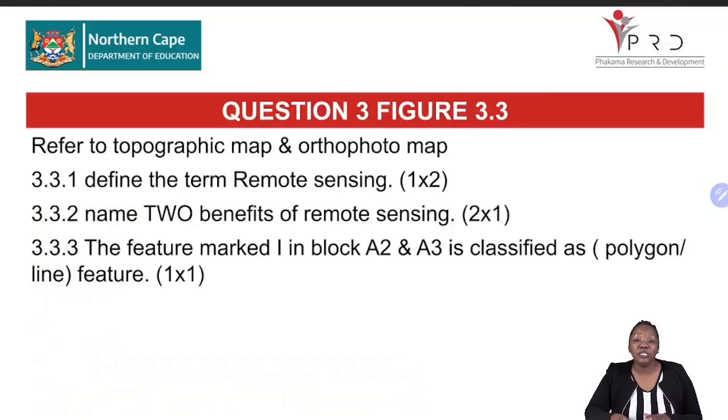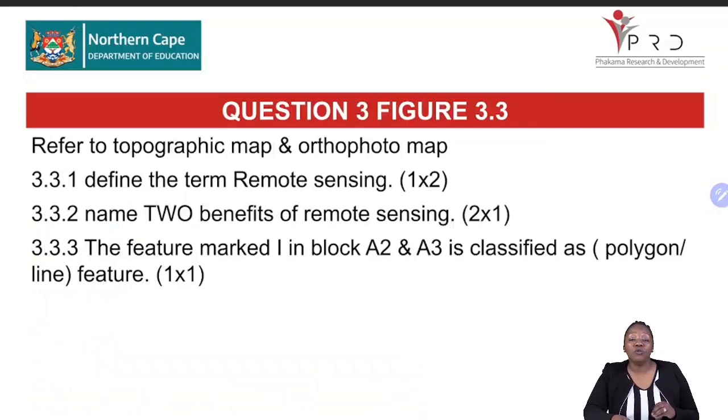Under your GIS questions, you should at least try to understand all the GIS concepts so that you can be able to apply them. The first question, you define the term remote sensing. Then secondly, you name the 2 benefits of remote sensing. And then thirdly, the picture marked I in block A2 as well as A3 is classified as, is it a polygon or is it a line picture?